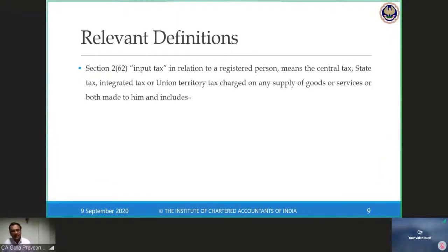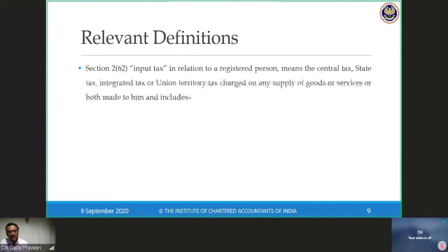Next, input tax. Now this is the heart of your entire chapter number 8. When I talk about input tax, it says input tax in relation to a registered person. What is that? In relation to a registered person, it means central tax, state tax, IGST. It refers to CGST, SGST, IGST. Now, CGST, which was billed to me, SGST, the state levy where I am registered. If I am registered in Karnataka and I buy goods in the state of Karnataka, any bill which has Karnataka SGST, that is the input tax they are talking about.